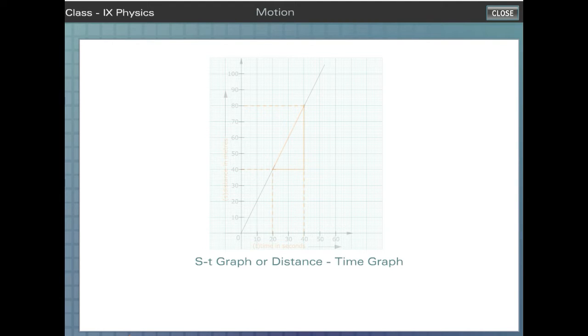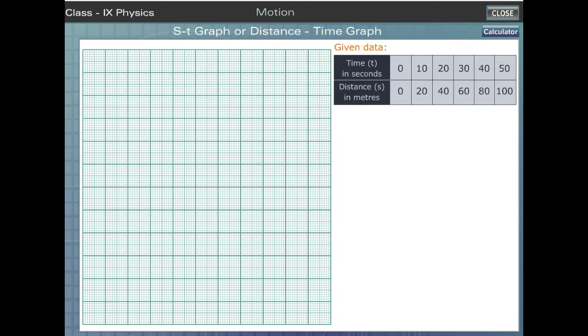ST graph or distance time graph. Let us learn to plot a distance time graph for the given data and to calculate the corresponding physical quantity from the graph. Draw two straight lines, one in the horizontal direction and the other in the vertical direction from the left-hand side bottom corner of the graph paper. The horizontal line is called x-axis and the vertical line is called y-axis. The point of intersection of x and y-axis is called origin.